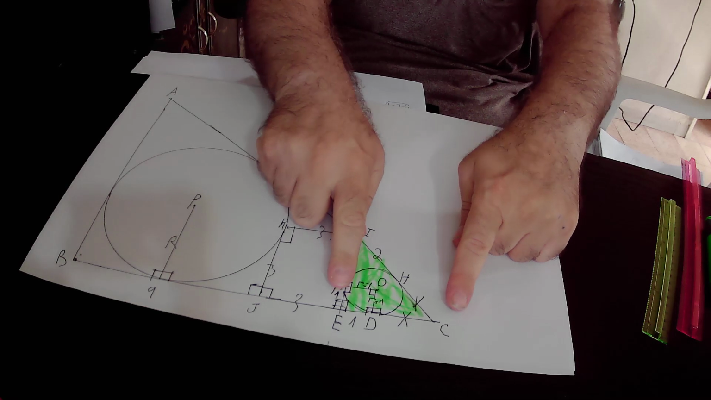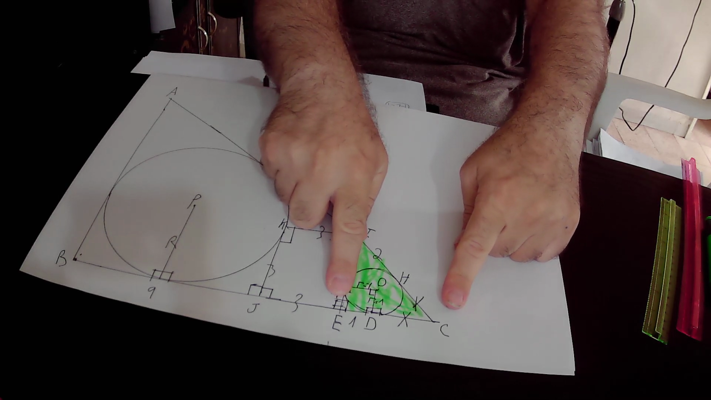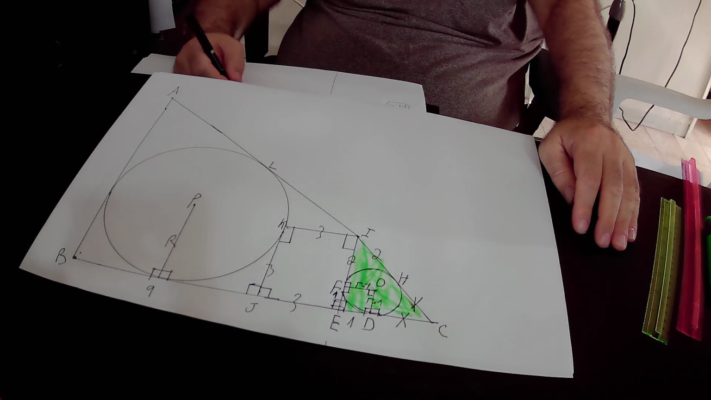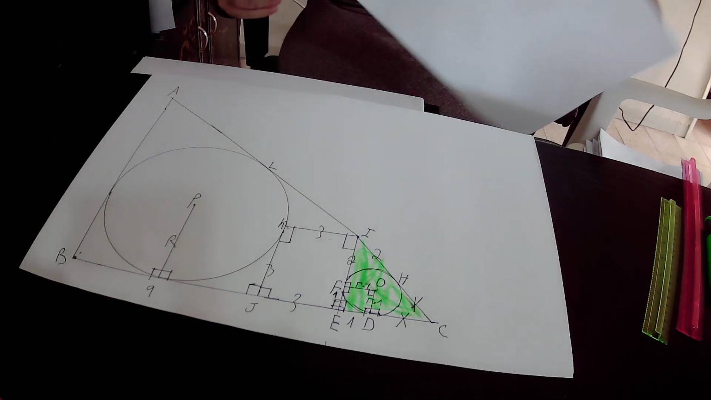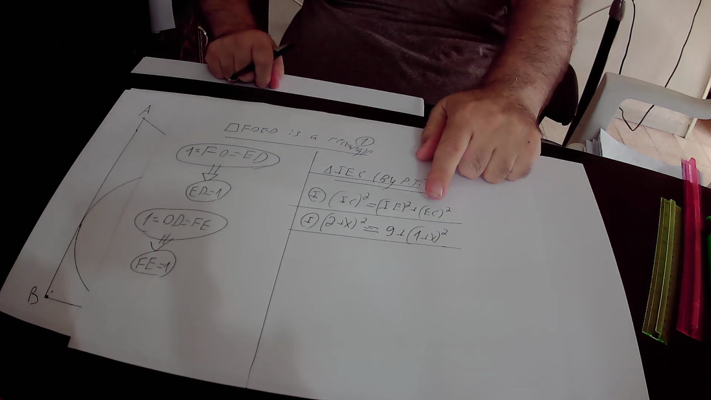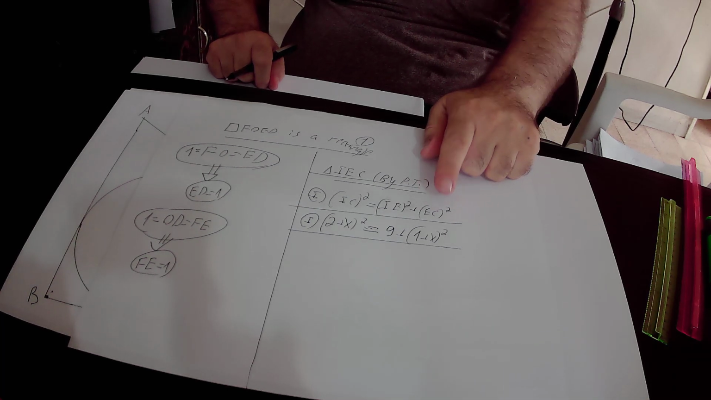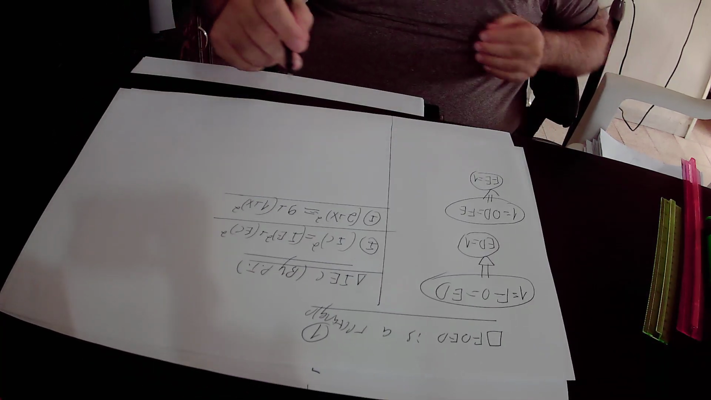What is the value of EC? EC equals 1 plus X. Therefore EC squared will be equal to (1 plus X) squared. So in conclusion, we found that according to equation number 1, (2 plus X) squared equals 9 plus (1 plus X) squared. Here we will open the brackets on both sides of equation number 1.